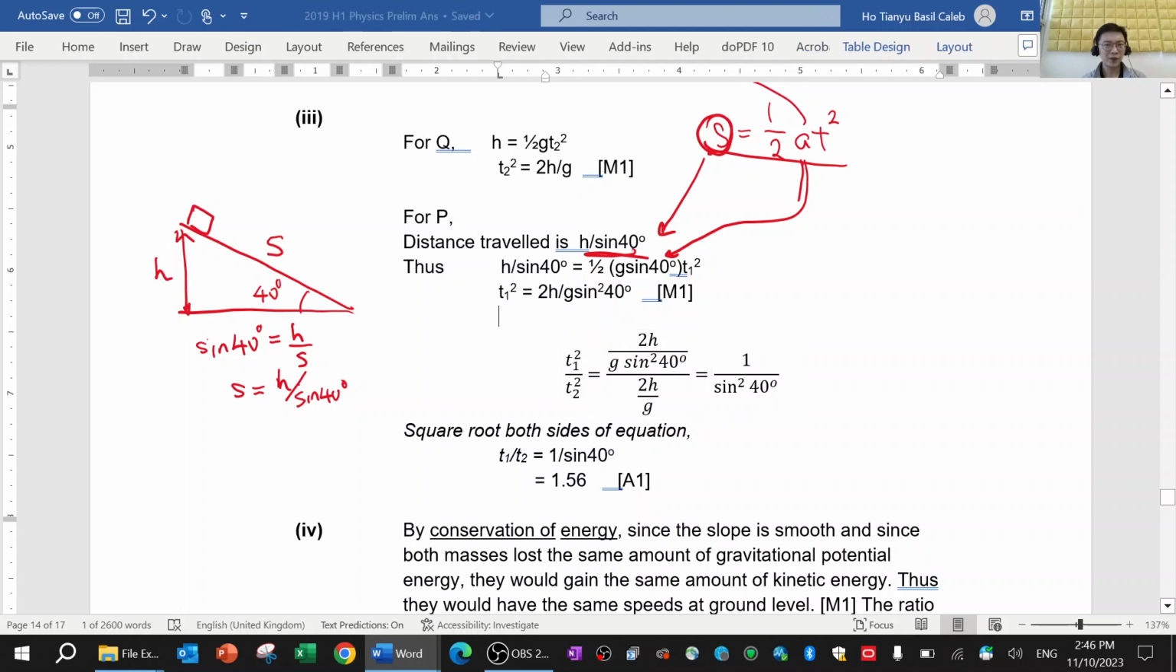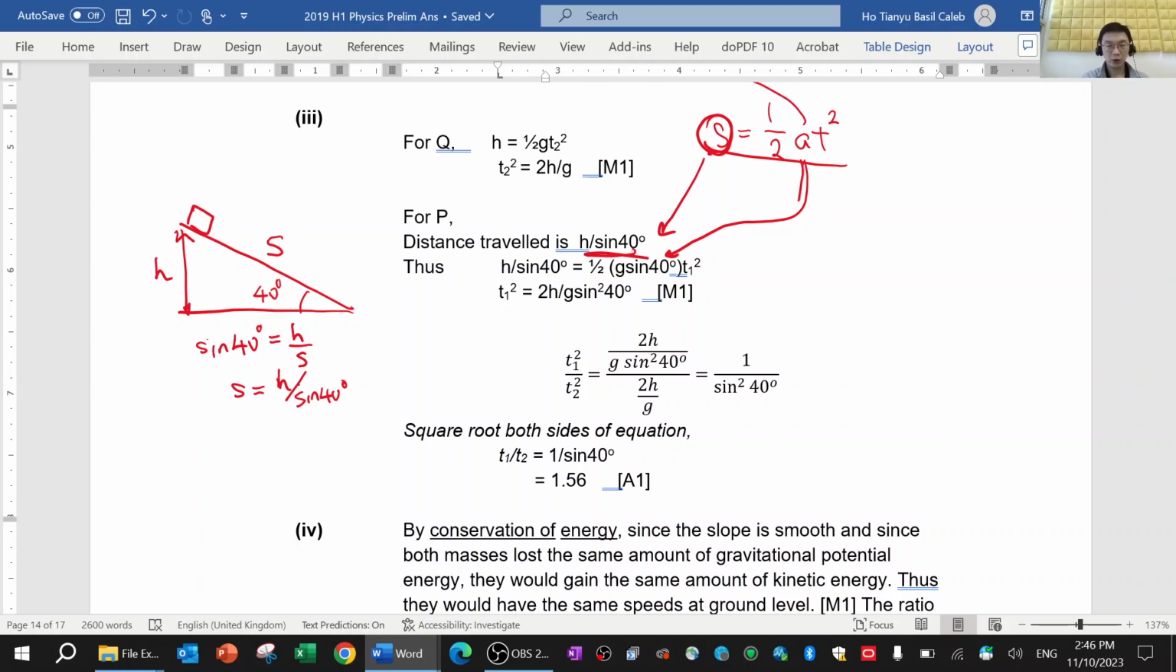So there you go, right? And then after that, you still must do the next step, which is to do t1 square over t2 square. Then you do this, and you realize that 2h and g cancel out, right? And then you must square root both sides of the equation to get 1.56. It's not easy at all. These 3 marks, yeah, pretty challenging, I would say.